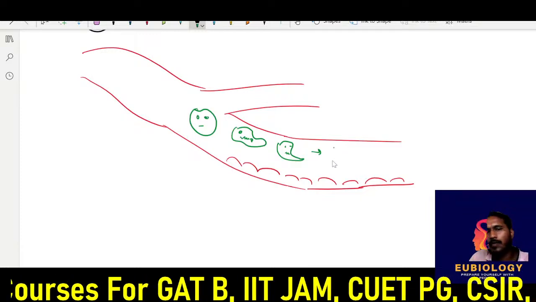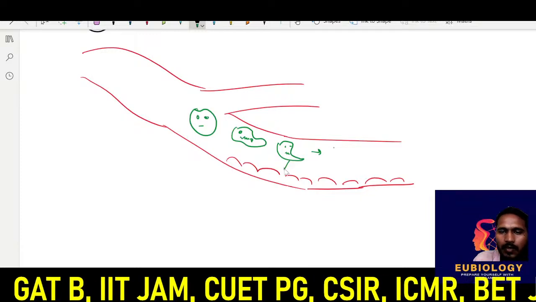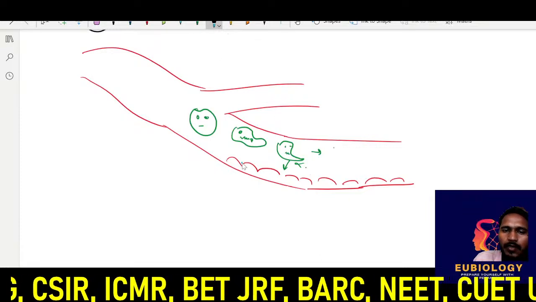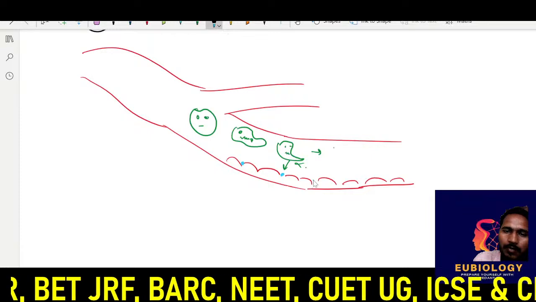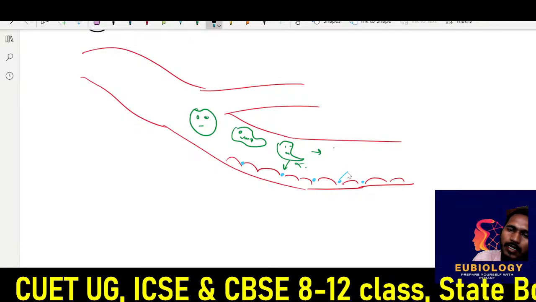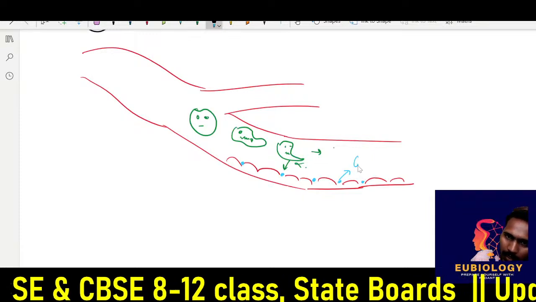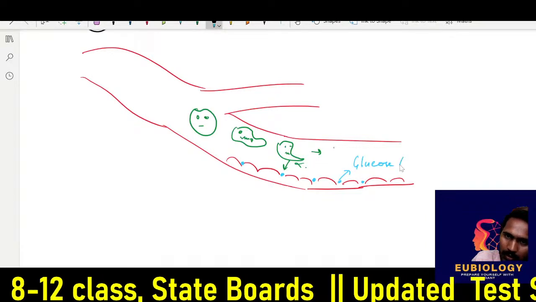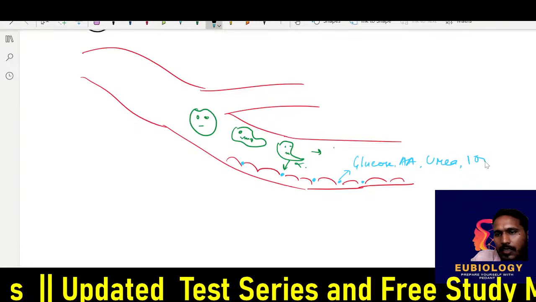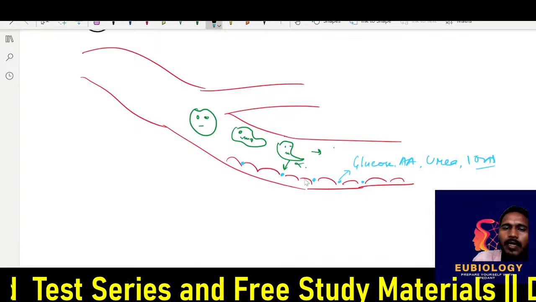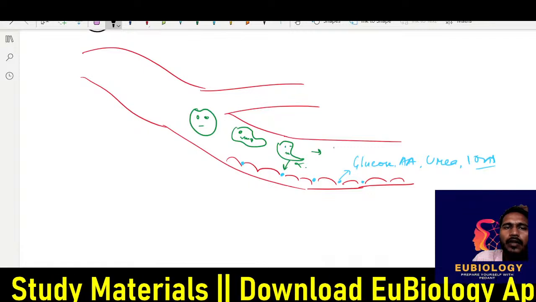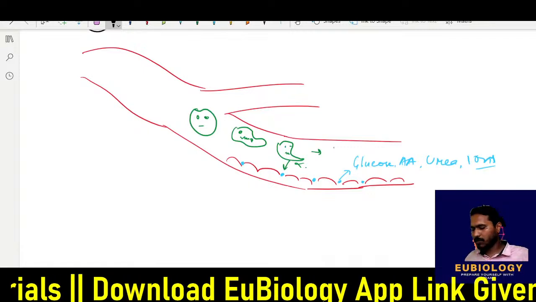These are the blood corpuscles, like RBC, WBC. These cannot pass from here. But what can pass? The small particles, which can fit here. The small particles can be like glucose, amino acids, urea, ions. These all can pass from here, and this is your endothelial membrane.